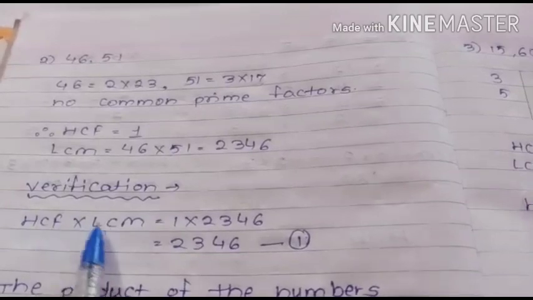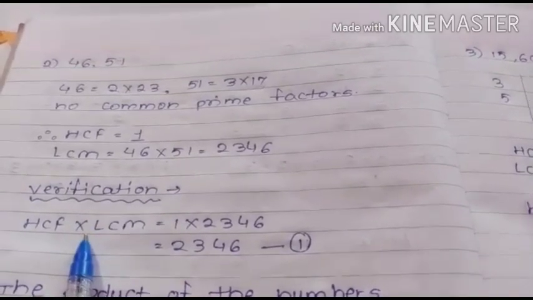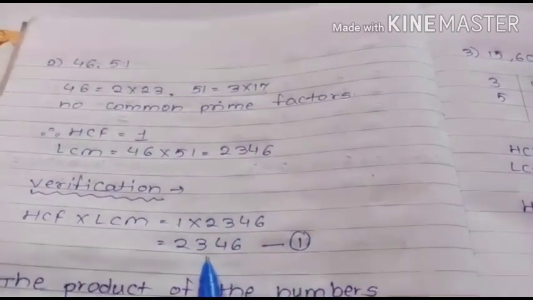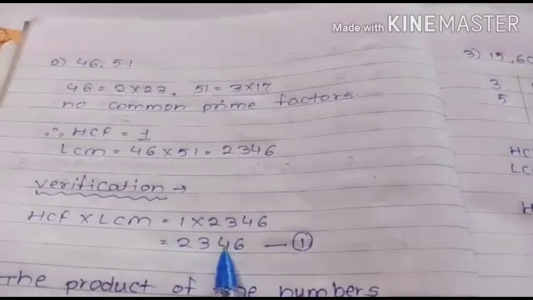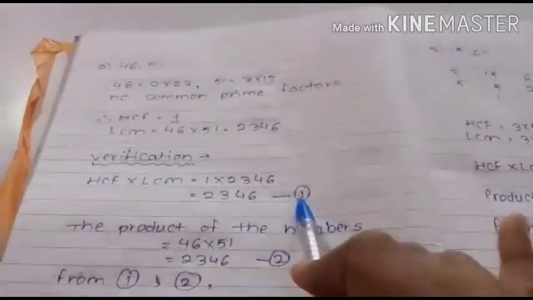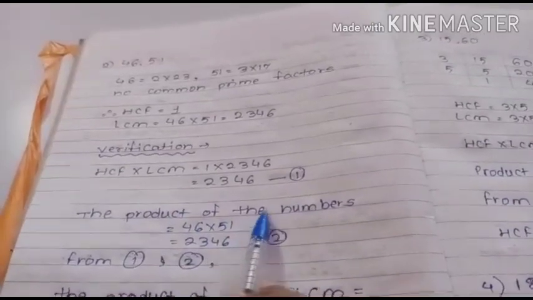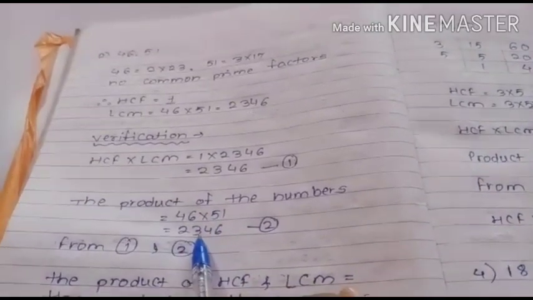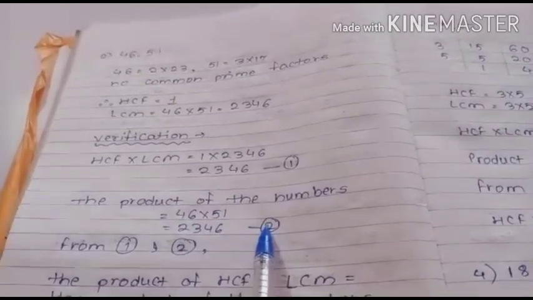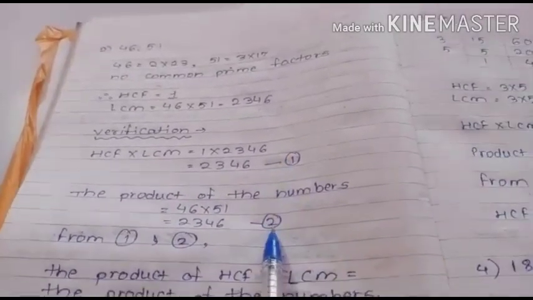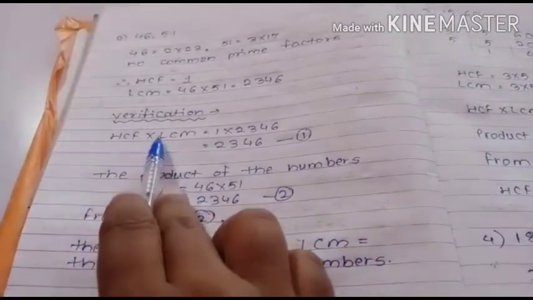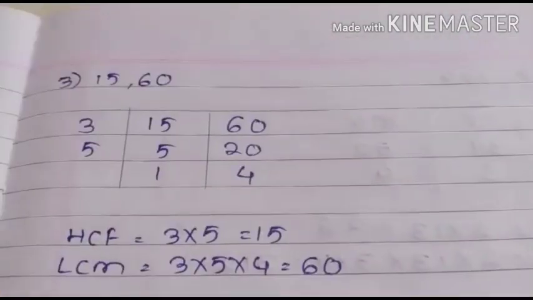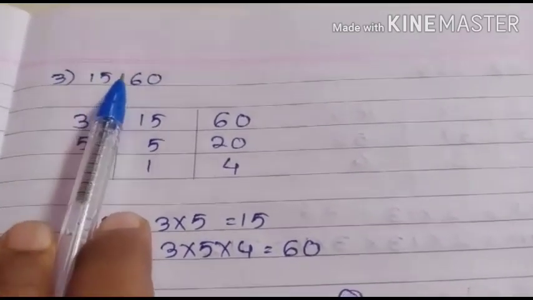What verification do we have to do? Whether the HCF and LCM product is equal to the product of the two numbers. What HCF did you get? 1. LCM 2346. So the answer comes as 2346. Give that as equation number 1. The product of the two numbers: 46 multiplied by 51. Answer is 2346. Give this as equation number 2. So from 1 and 2, what will come? The product of HCF and LCM is equal to the product of the two numbers. Clear, everyone?